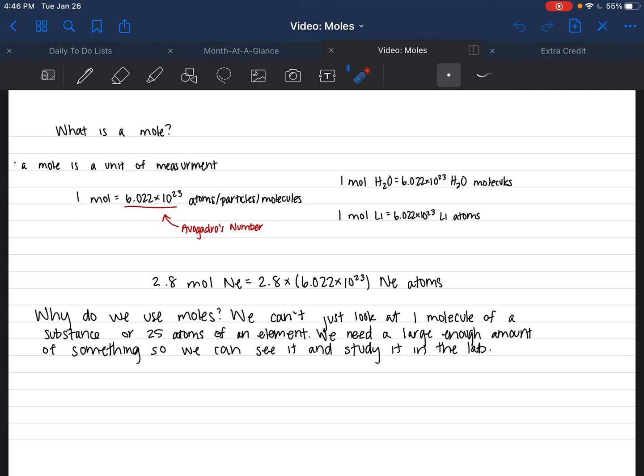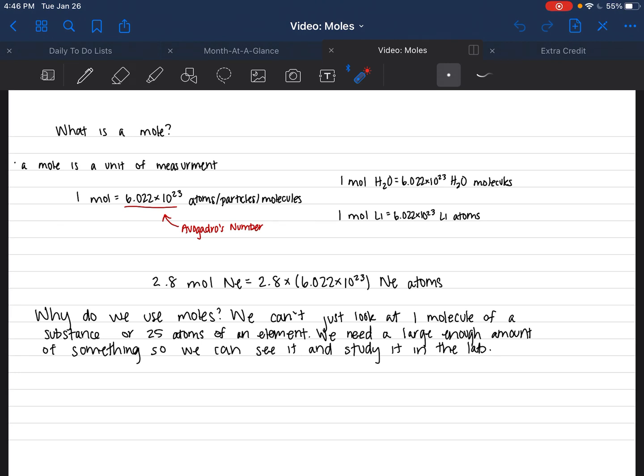In chemistry, we're using that to count atoms or particles or molecules of something. For example, if we have 1 mole of water, H2O, we say that we have 6.022 times 10 to the 23 water molecules. So in this case, it's molecules. Or if we have a mole of lithium, we know that we have 6.022 times 10 to the 23 lithium atoms. So this is what we use a mole for.